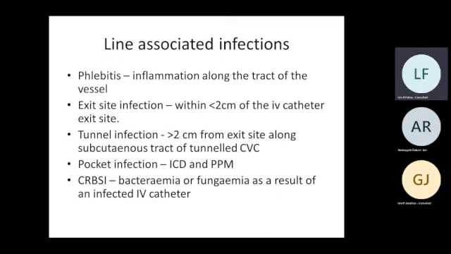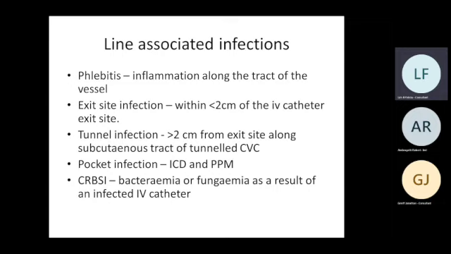So next, you have your line-associated infections. And these are just some definitions, because you might have heard some of these phrases being used when we talk about line-associated infections. So phlebitis is inflammation along the track of the vessel that the line is in. And when we talk about exit site infection, this is where, wherever your IV catheter is coming out of the skin, within 2 centimeters of it, you're getting inflammation, you're getting redness, you're getting exudate from it. So that's your exit site infection.